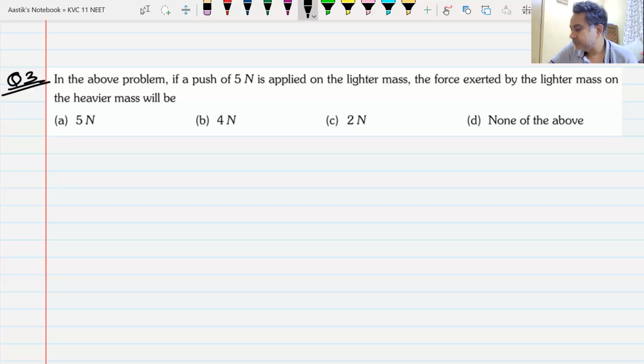Option B. 4 newtons. No. 4 newtons is not correct.